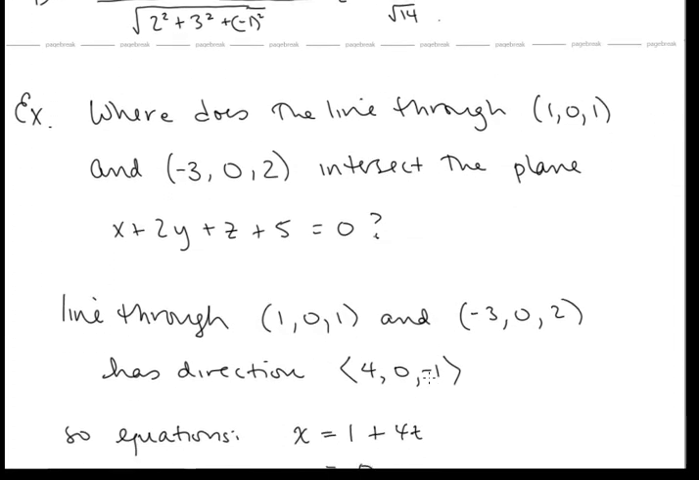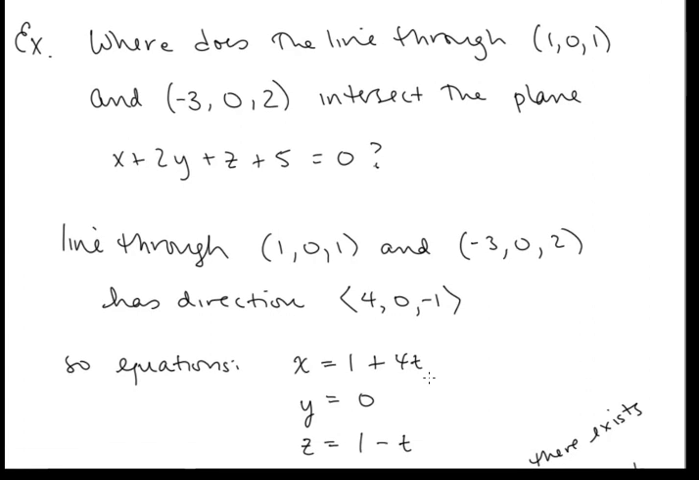Let's take a look at another example. Where does the line through (1, 0, 1) and (−3, 0, 2) intersect the plane x + 2y + z + 5 = 0? Well, if we had parametric equations of this line, then we would be able to represent x by a function of t, and y by a function of t, and z by a function of t, and then we could just solve for t. So that's our plan here. We want to find the equations of the line between these two points.